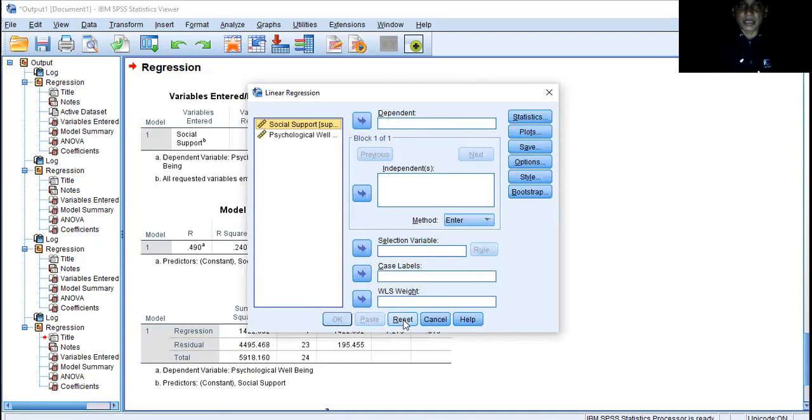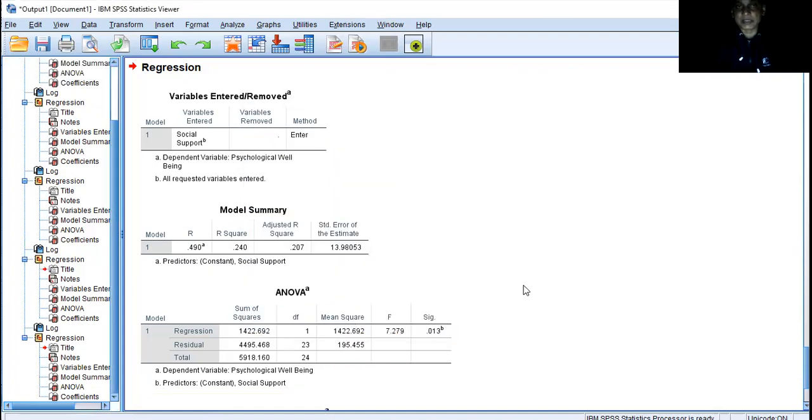And if you look, you have the things coming up this way. So psychological well-being is your dependent variable. Social support is your independent variable. The moment you have placed the two variables in their specific locations as independent or dependent, you simply click on OK, and there you are with the result.